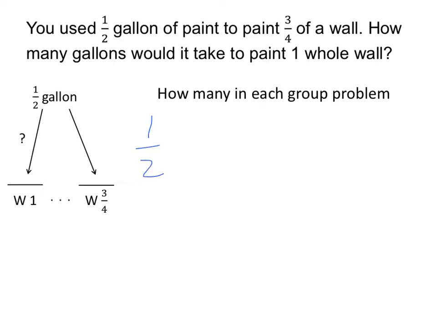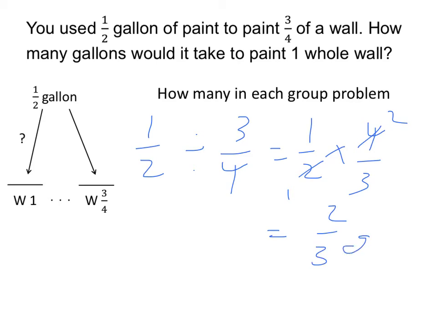Take the number at the top, divide it by the total number of walls at the bottom, which is 3/4. We do this arithmetic. This is 1/2 times 4/3. We can simplify here a little bit, 1 and 2, and so the answer is 2/3 of a gallon. Okay. So this says that 2/3 of a gallon, that's our question mark, that's the number of gallons that's going to go into one whole wall.